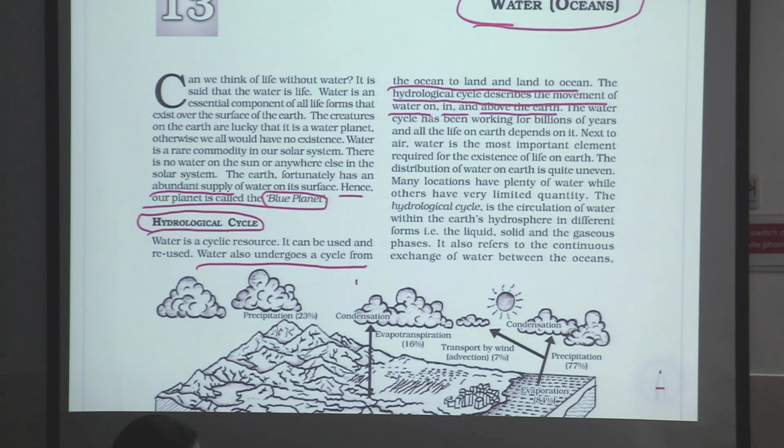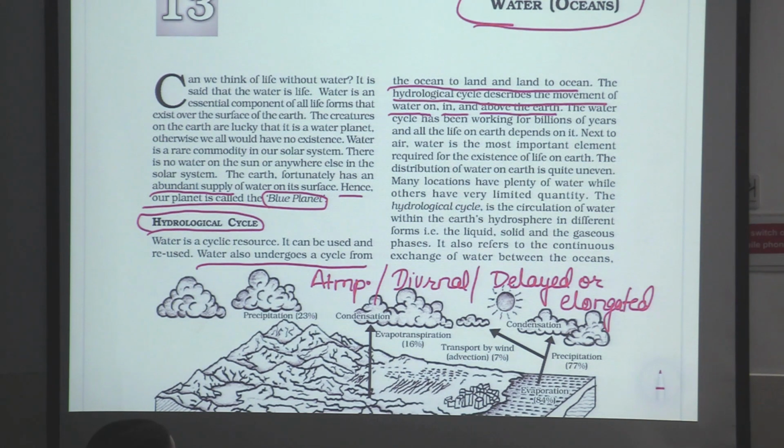As geographers, when we talk about the hydrological cycle, we actually believe in three types of hydrological cycle. One is called atmospheric hydrological cycle, two is called daily or diurnal hydrological cycle, and three is called delayed or elongated hydrological cycle. Delayed or elongated. What exactly is the difference between the three? To understand it, you need to take the reference of what is coming up from NCERT itself to begin with.